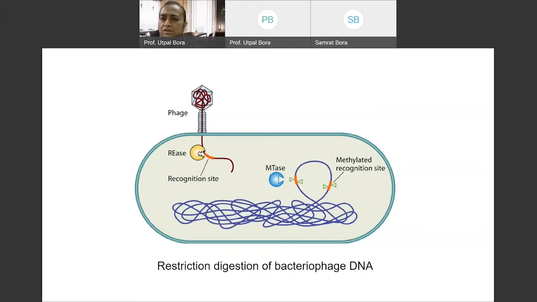So this was the tug of war that was going on between the phage DNA and the bacterial defense system, which we have used to our benefit.